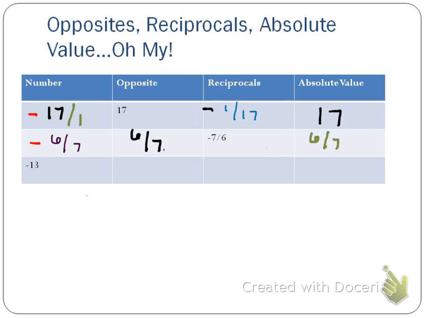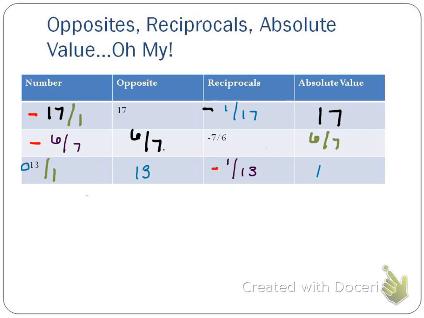For the opposite, we go back to our original number, so negative 6/7, and we just change the sign. So that's how we got 6 over 7. We just took away that negative. And then our absolute value is the positive of our original number. So negative 6/7 turns to 6/7.